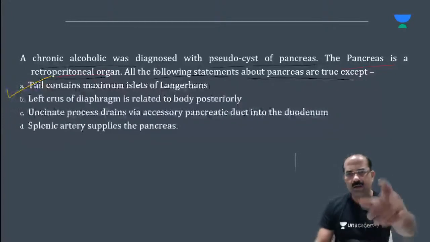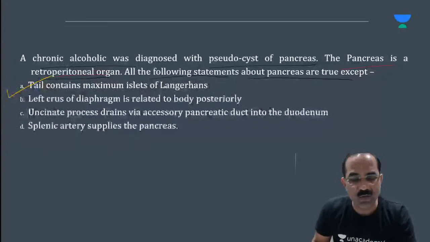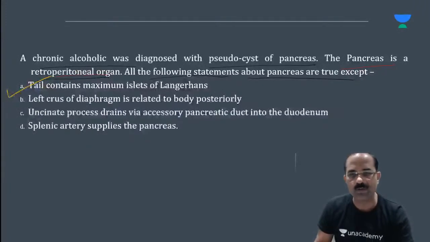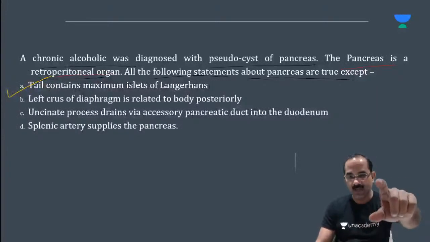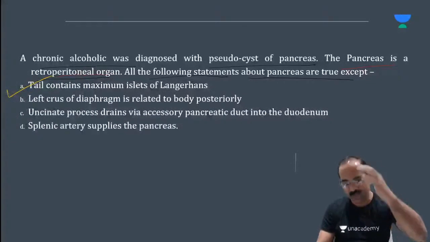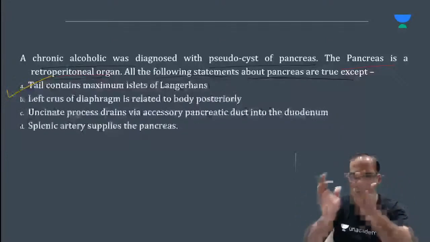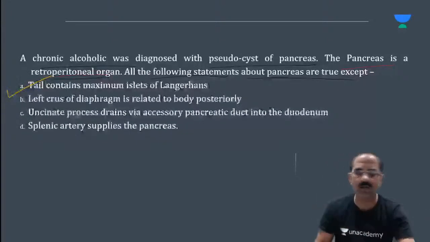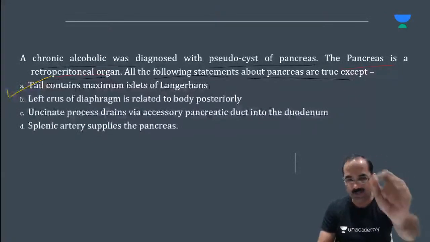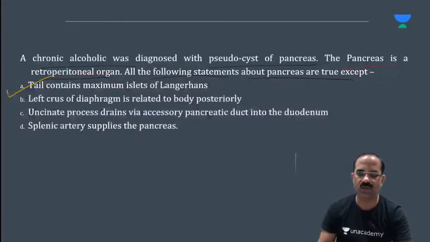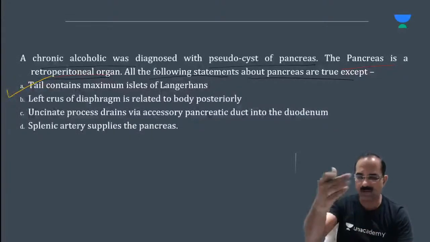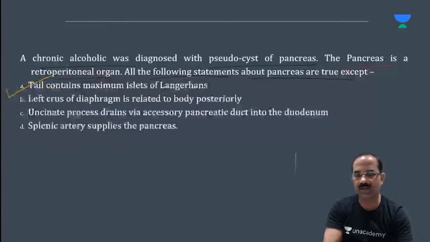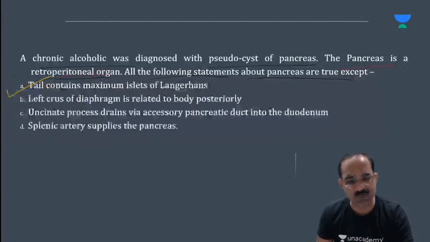Carcinoma of the pancreas is more common in which part? Very common in the head. Very good, you got this right. So CA is very common in the head of the pancreas, and when there's a CA of the head of the pancreas, who's compressed? Who's behind the head of the pancreas? The bile duct. Cancer compresses the bile duct, and the person gets an obstructive jaundice.